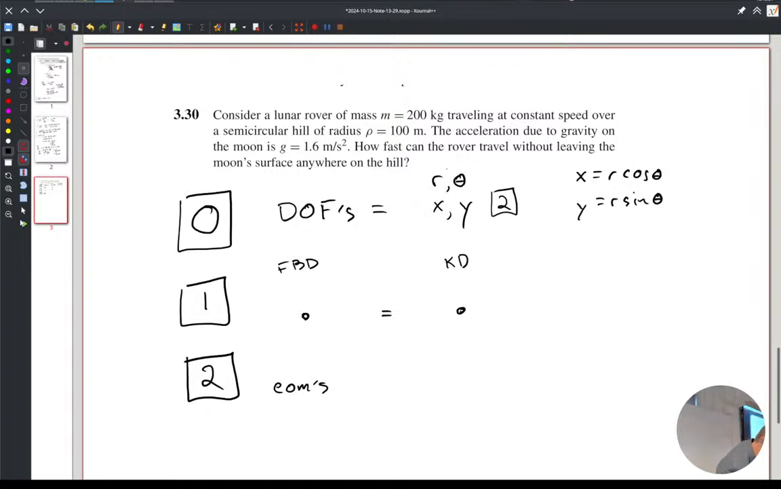So if I'm describing it with R and theta, but R is 100, do I still have 2 degrees of freedom? Just 1. Because every time I add a constraint, I remove 1 degree of freedom.